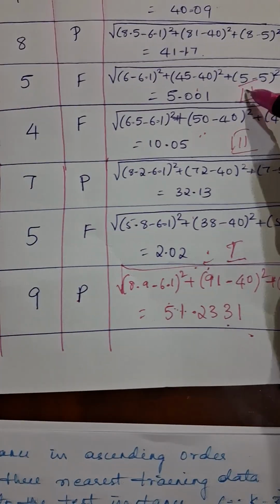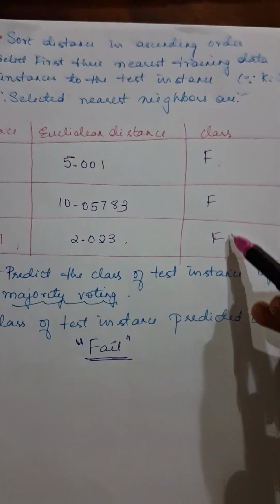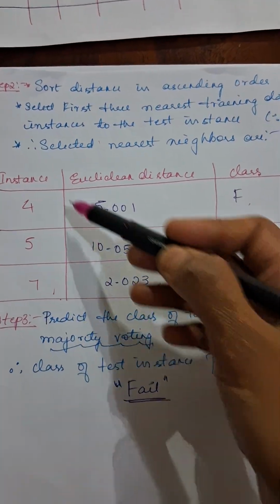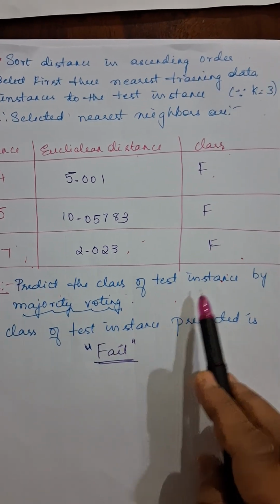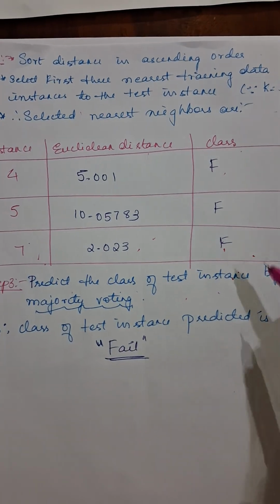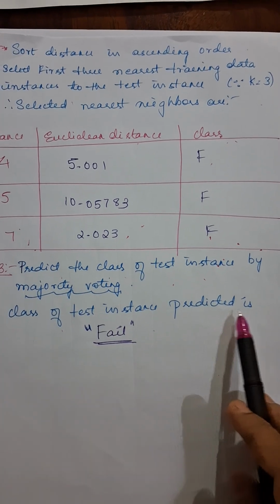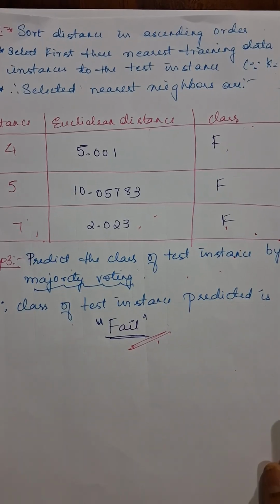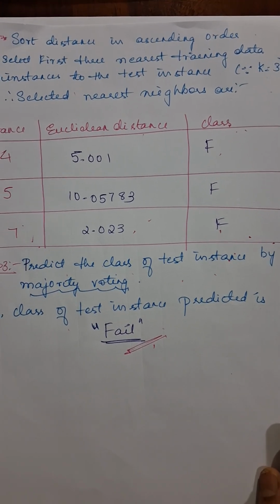We observe the class for all of them is fail. This is fail, this is fail, as well as this is fail. From the first table which we had in step 1, we just copied the serial number, Euclidean distance, and the class. Now step 3: you have to predict the class of the test instance by majority voting. There is no confusion here at all, all the classes are fail. Therefore, the predicted class of the test instance is fail. So this is our final result: the test instance given in the question predicts that the student is going to fail.